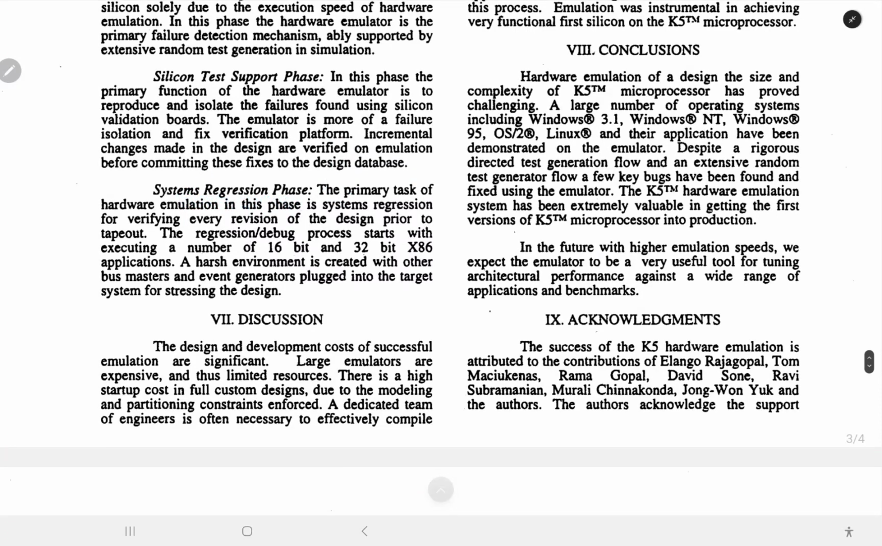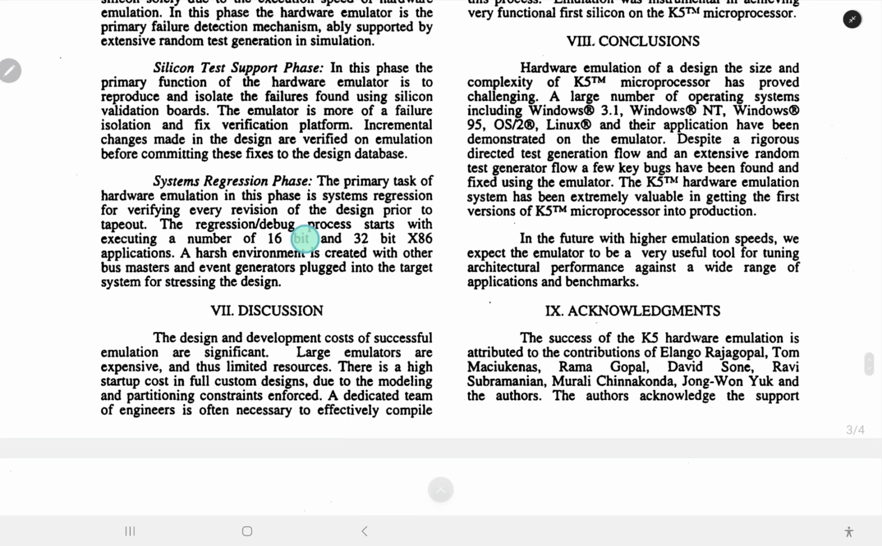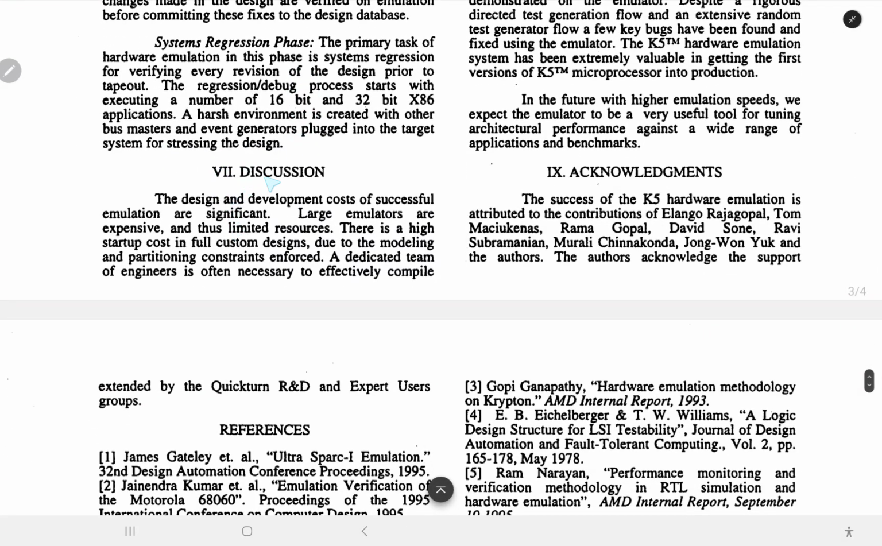The system regression phase. The primary task of hardware emulation in this phase is the system regression, verifying every revision of the design prior to tape-out. The regression and debug process starts with executing a number of 16-bit and 32-bit x86 applications. A harsh environment is created, with other bus masters and an event generator plugged into the target system for stressing the design.